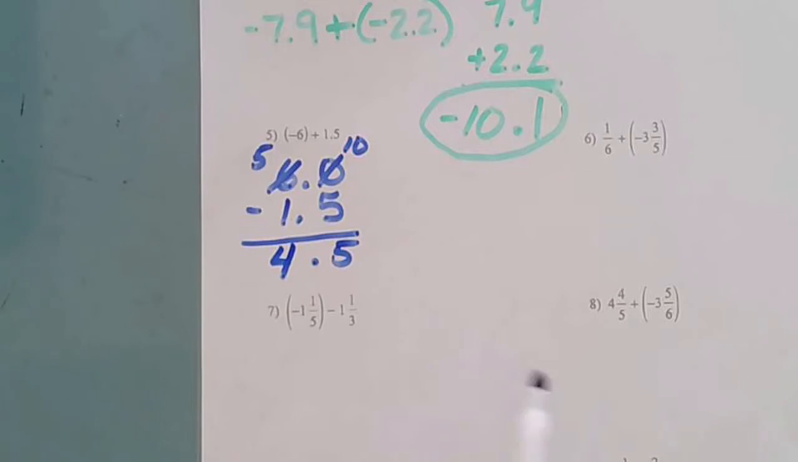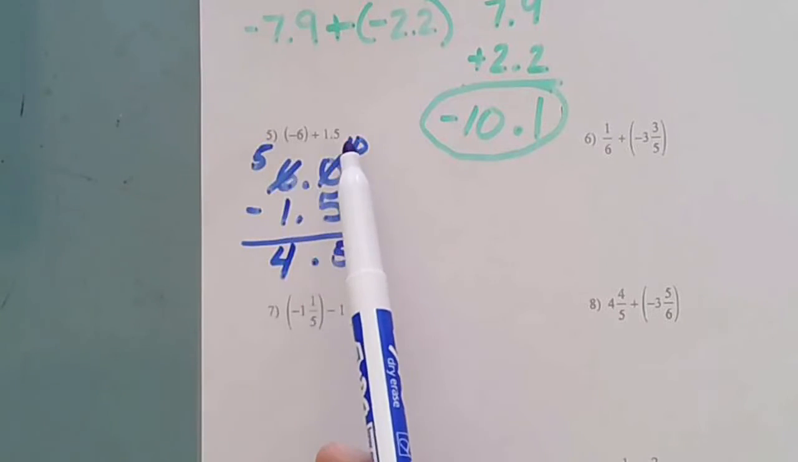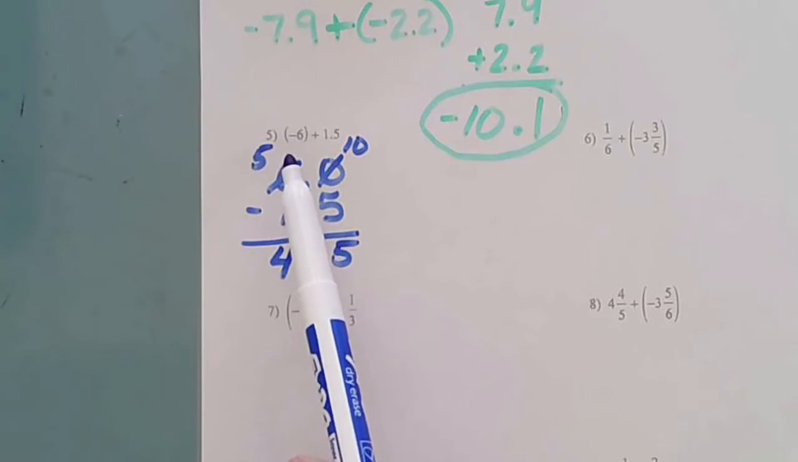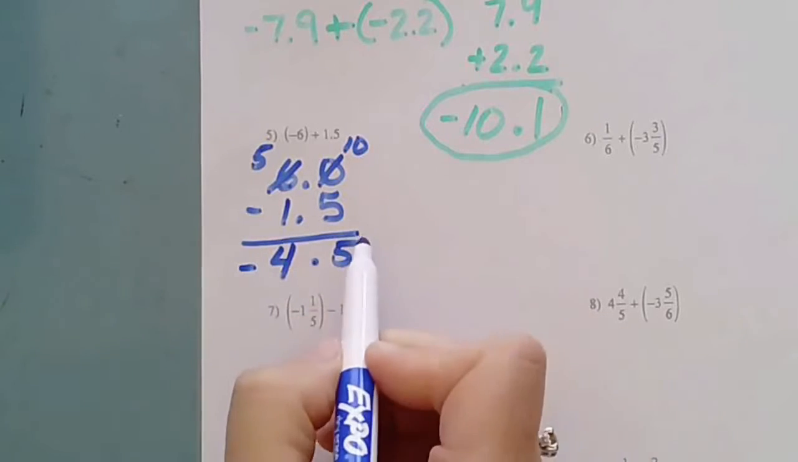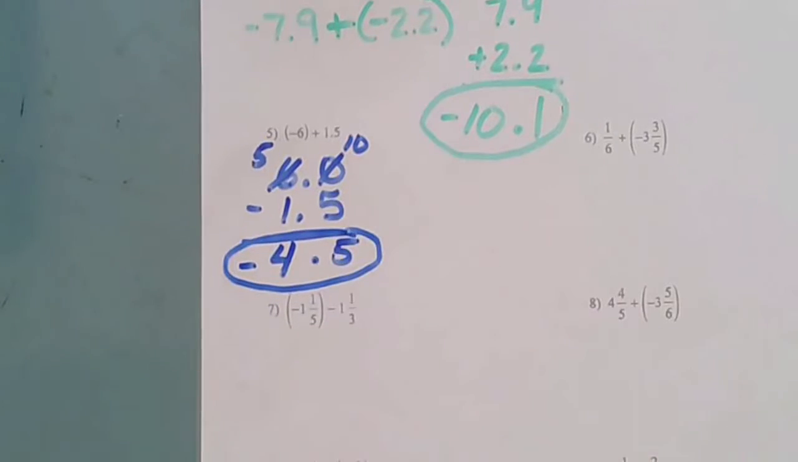Now on this one, since 6 is greater than 1 1/2, my answer is going to be negative because that has a greater absolute value. So the answer is negative 4 1/2. So remember to apply your decimal rules, your addition and subtraction rules for integers. It's a lot of stuff to remember, so take your time and don't rush. Now we're going to look at some that have fractions in them.